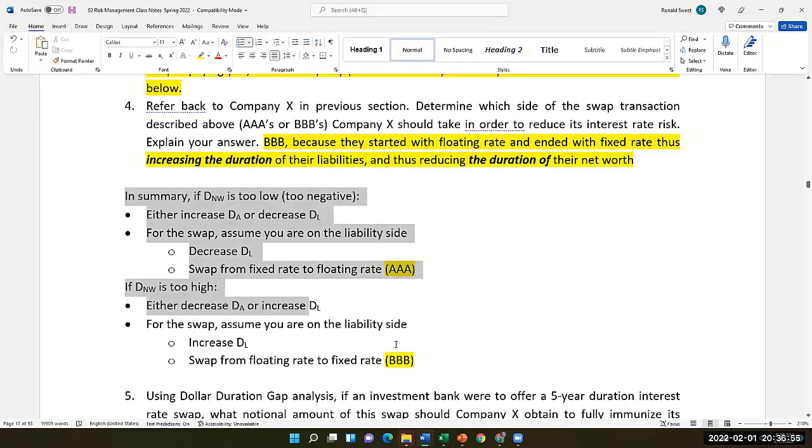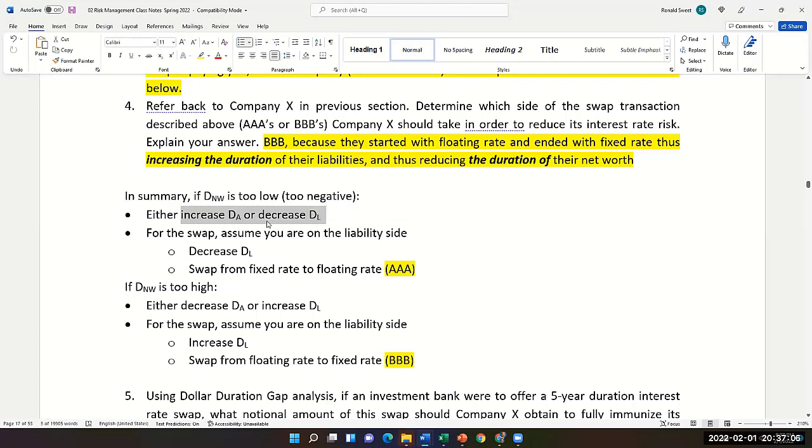All right, so let's summarize this up. If your duration of net worth is too low, too negative, you either need to increase the duration of assets or decrease the duration of liabilities. For the swap, we're assuming we're on the liability side, so you want to decrease the duration of liabilities, so you want to swap from fixed to floating. That's what AAA did above.